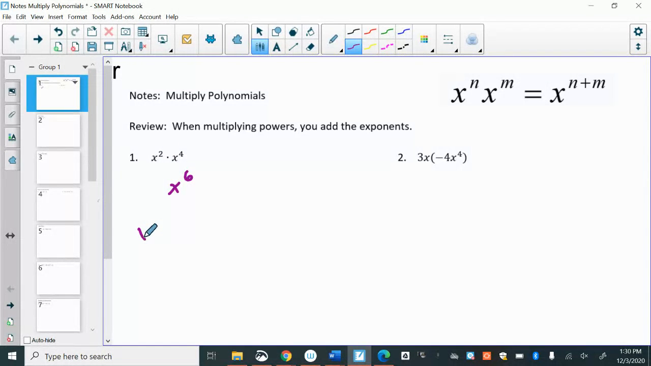And the reason for that, x squared is really x times x. X to the fourth is x times x times x times x. And if you multiply them together, how many x's do you get? You get a total of 6. If you have coefficients, multiply the coefficients and then multiply the powers. X is really a power of 1 here. So it's going to be x to the 5th power.